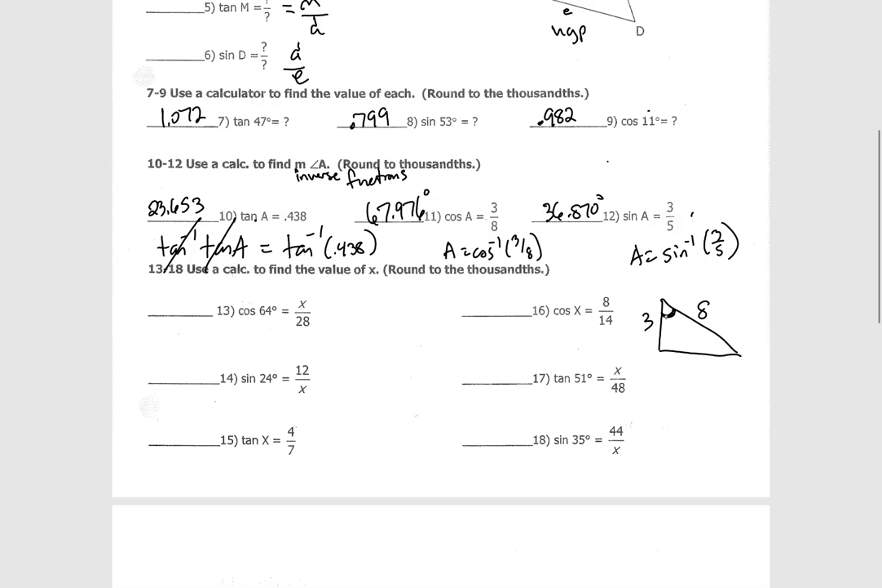What type of angle would make this thing true is if you had a 68 or 67.976 degree angle. Okay, that's the only way that you could have a 3 and an 8.